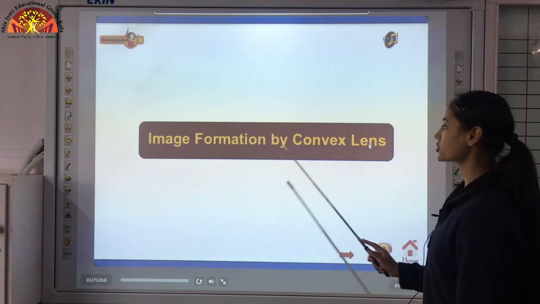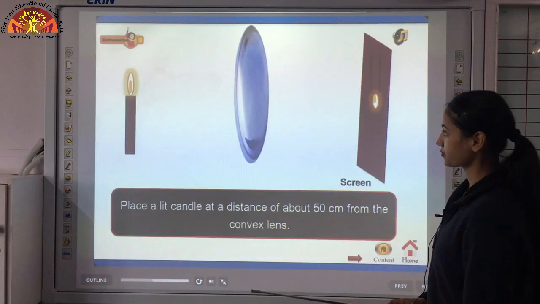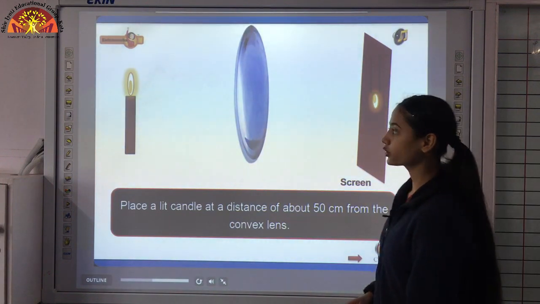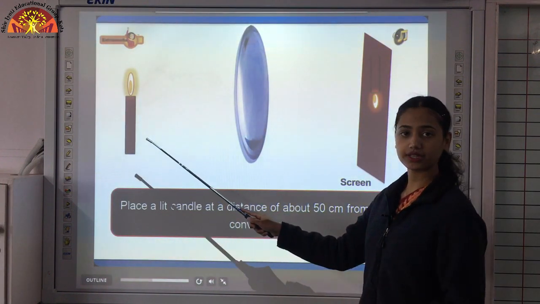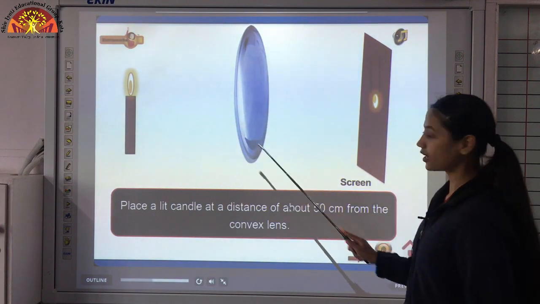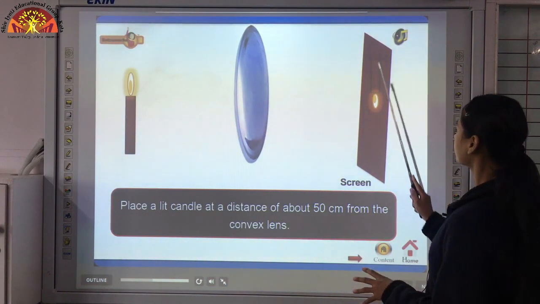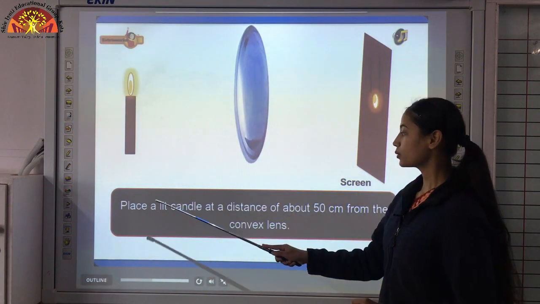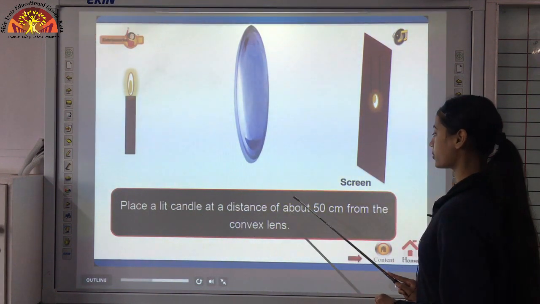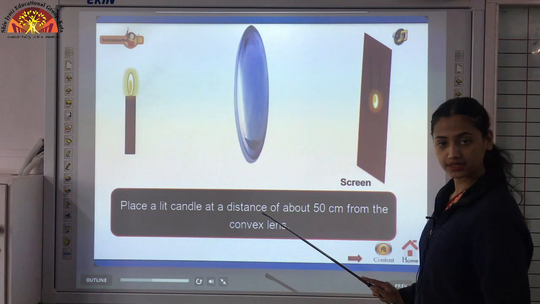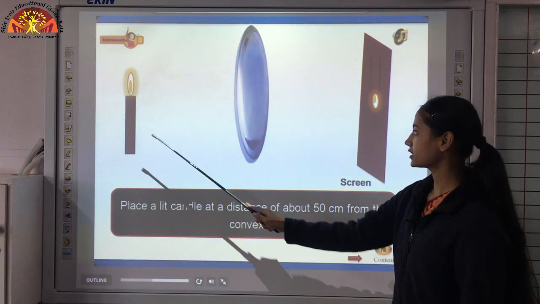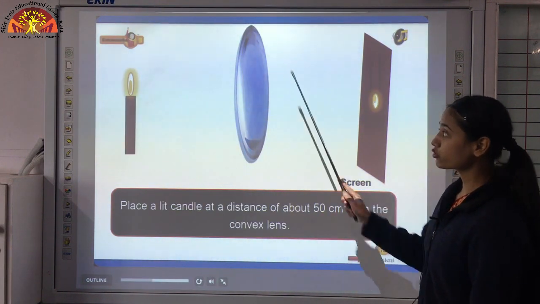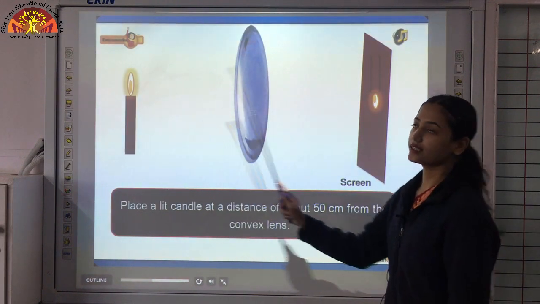Now, image formation by a convex lens. Here you need three things. One, the object, which we are taking as a candle, then a convex lens, and a screen on which we will obtain the image of our candle flame. Place a lit candle at a distance of about 50 centimeters from the convex lens. We have kept it here. The convex lens is between this candle and the screen.